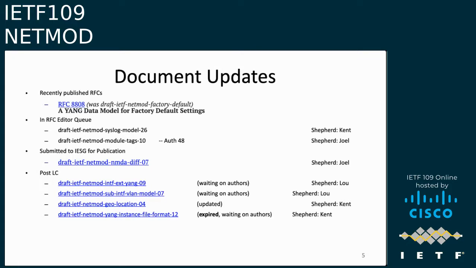Great, thank you. We also have one draft that's in IESG processing, the NMDA diff, and we have several that are post last call. We'll see if Rob has rejoined. He's actually the author we're waiting on for the first two of these post last call. Obviously, now that he's an AD, he's finding time to wrap things up is difficult. The geolocation, we had been waiting on an update. I believe that has been updated since the last meeting. So I think that's back with Kent. And we have instance file format, and we're waiting on an update from the authors on that. And we'd like to note that that is expired. So authors, please do continue processing that.